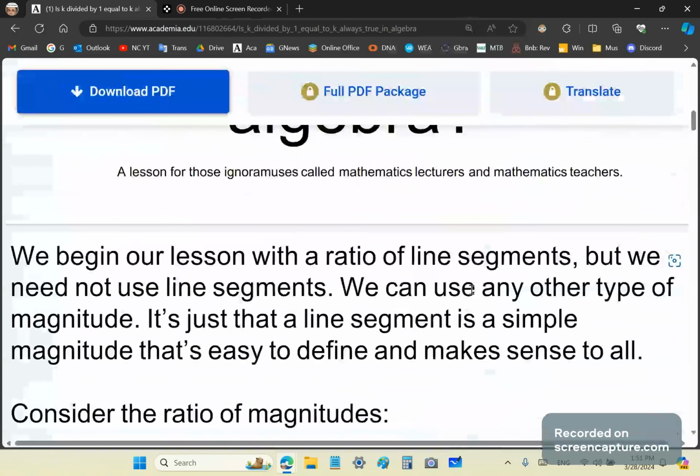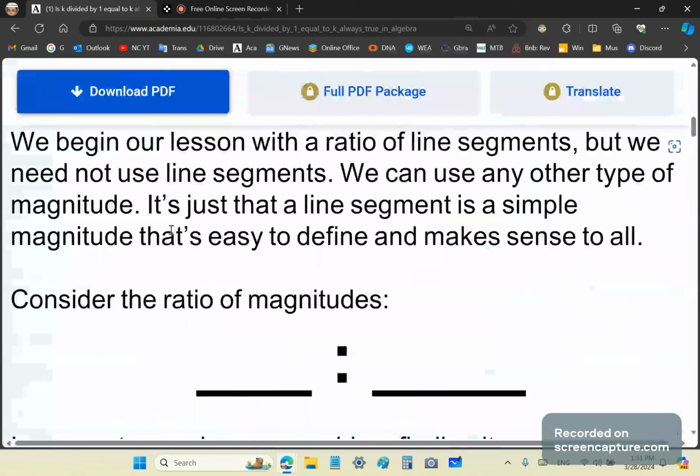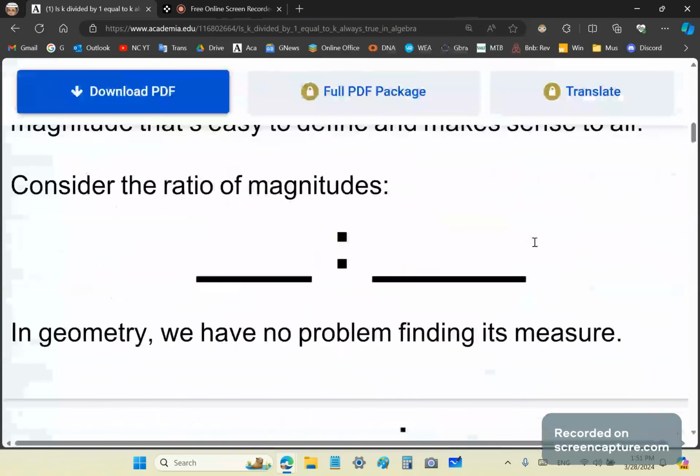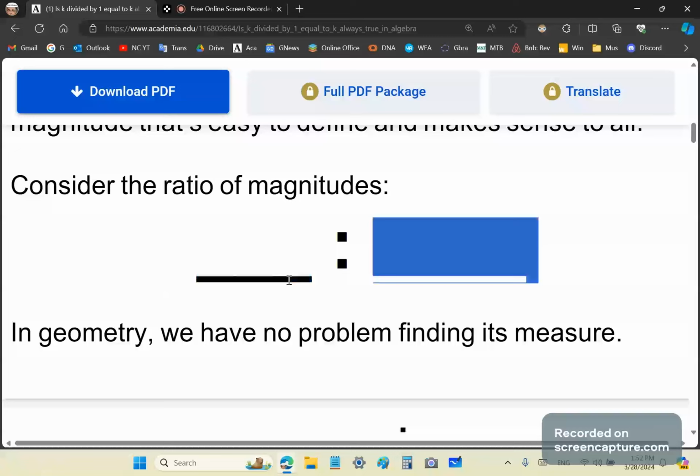All right. So we don't have to use line segments. We can use any other type of magnitude, area, volume, whatever we like, mass, doesn't matter. But it's just that a line segment is the simplest magnitude, and it's the easiest to derive from nothing, without axioms or postulates or any of that gibberish, okay? Consider the ratio of magnitudes. Now, what are the magnitudes here? In this case, they're line segments, but I could have drawn areas or volumes or put something else for the antecedent and the consequent. That's more correct English.